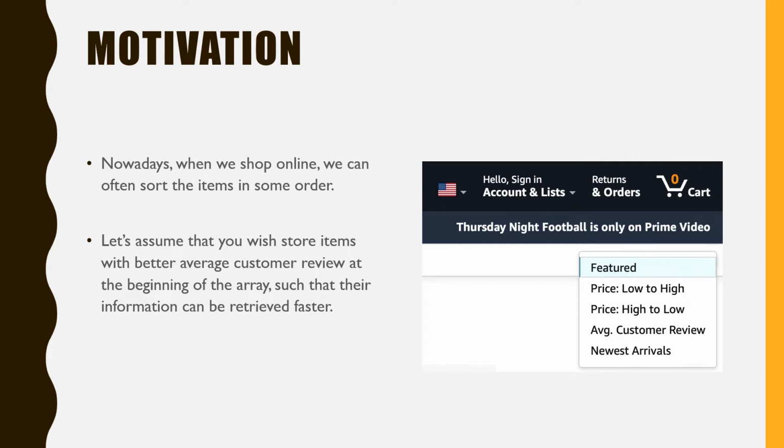To motivate these operations, consider that we wish to store the items in an array with some order. Nowadays, most of the online retail websites support this feature. For example, you can sort the items by their prices, their customer ratings, or by other features. Let's assume that we wish to store the items based on their customer ratings. In this way, we can quickly locate the item with the highest customer satisfaction and remove items with the lowest customer satisfaction.